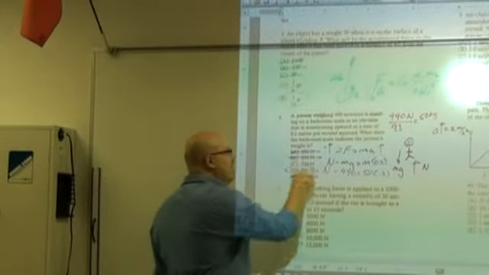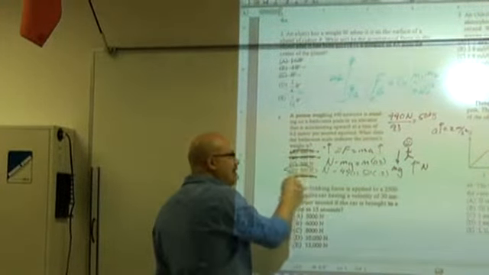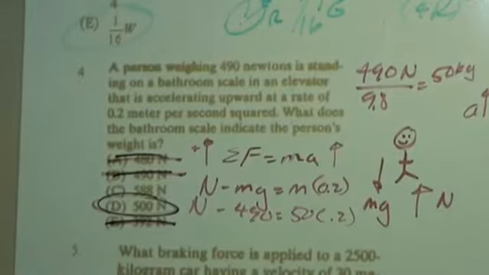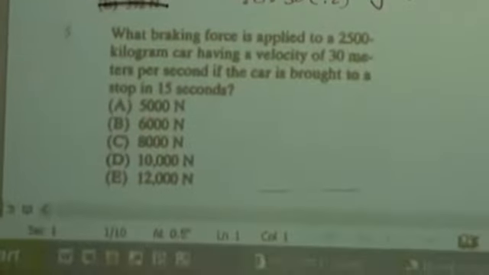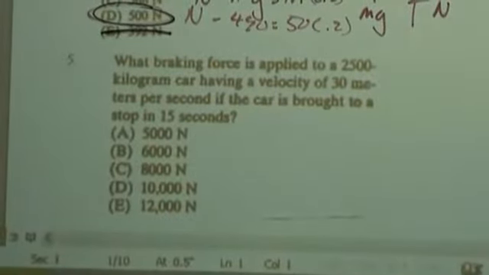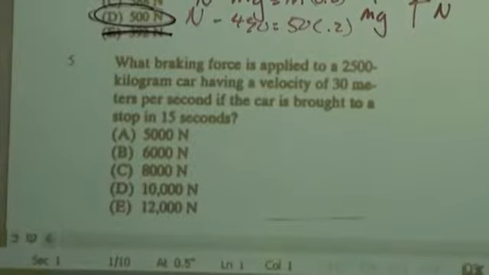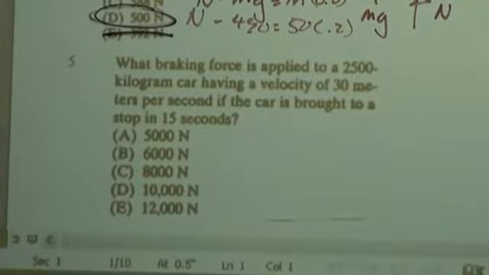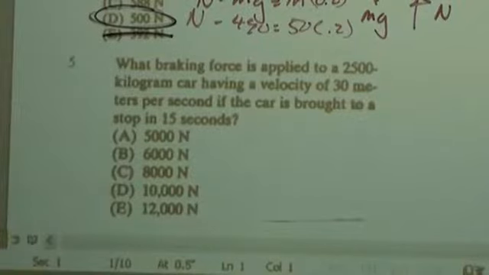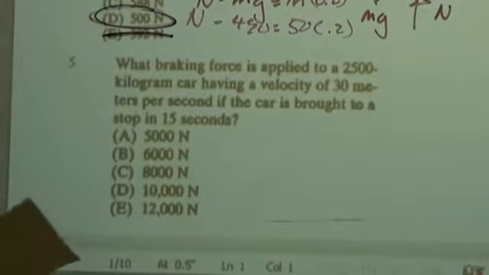We know these can't be right, and what's left looks like the best. You can do that. You certainly can. All right. Braking force is applied to a car moving at 30 meters per second. The car is brought to a stop in 15 seconds. What's the force? Okay.